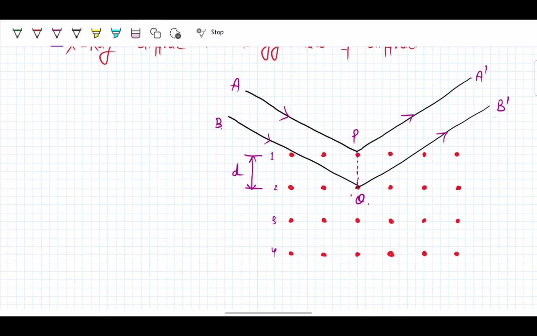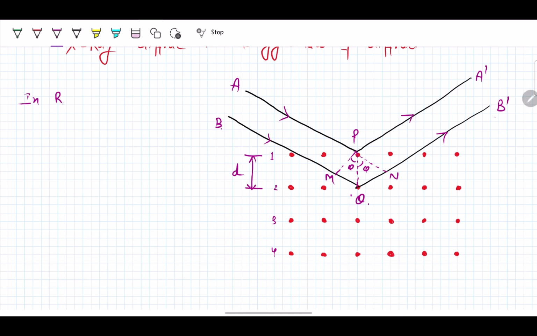From point P we draw PM perpendicular to BQ, and from the same point we draw a perpendicular to the other beam as well. The angles are theta, and these points are named M and N. Using right-angled triangles, we have two triangles formed here, MPQ and NPQ.